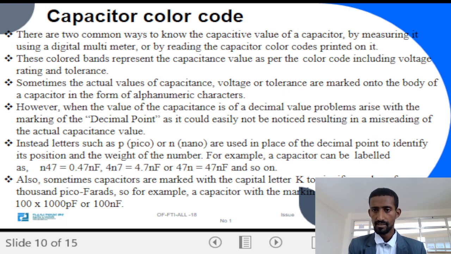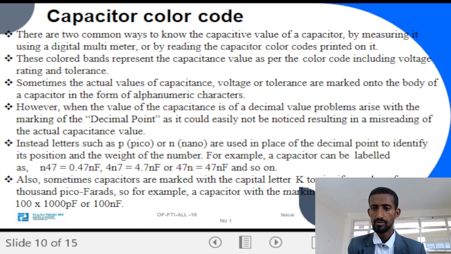If the color bands are printed on the capacitor, these color bands represent the capacitance value as per the color code, including the voltage rating and tolerance. Sometimes the actual value of the capacitance, voltage or tolerance is marked onto the body of a capacitor in the form of alphanumeric characters. It may be indicated by a letter.